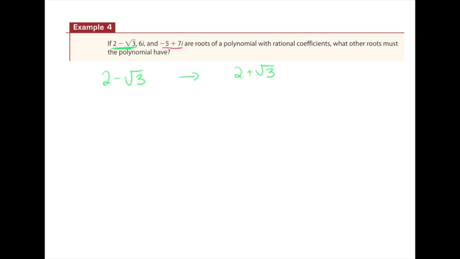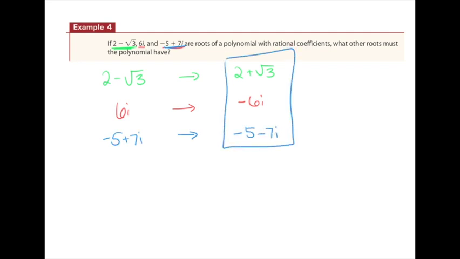They gave me -5 plus 7i and 6i. So if I have 6i, I have to have the opposite of that, which is -6i. All right, and if they gave me -5 plus 7i, then I have to have the conjugate of that, -5 minus 7i. So these must be roots as well if they gave me these. That's all that's saying. They always pair up. Irrationals and imaginaries always pair up. Okay? So how does that help us?